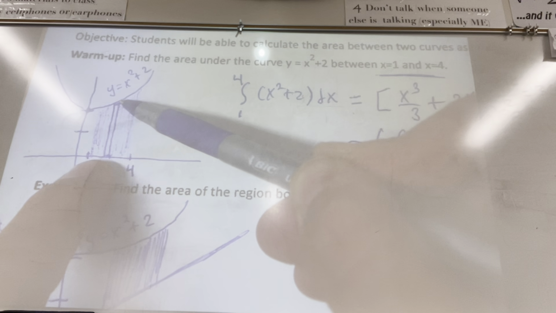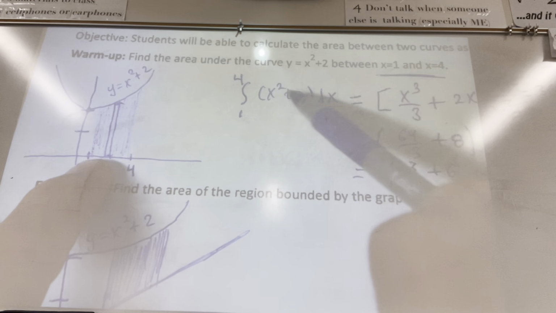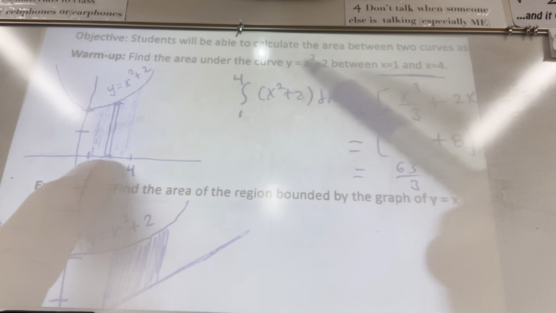So yeah, x squared plus 2 minus 0, which is x squared plus 2. So here's the length of the rectangle. And then what's the width?